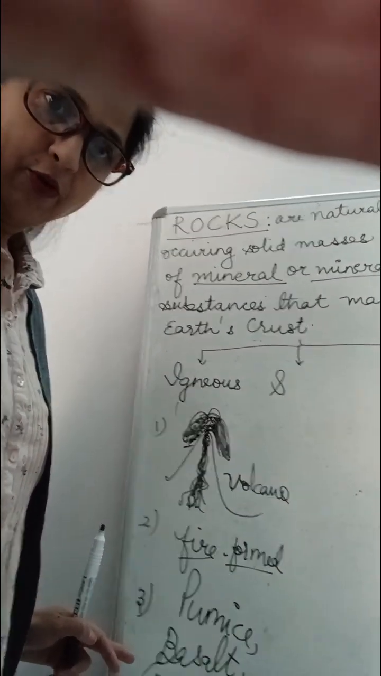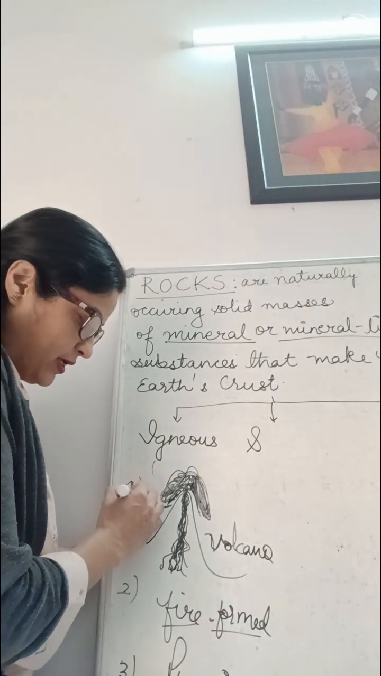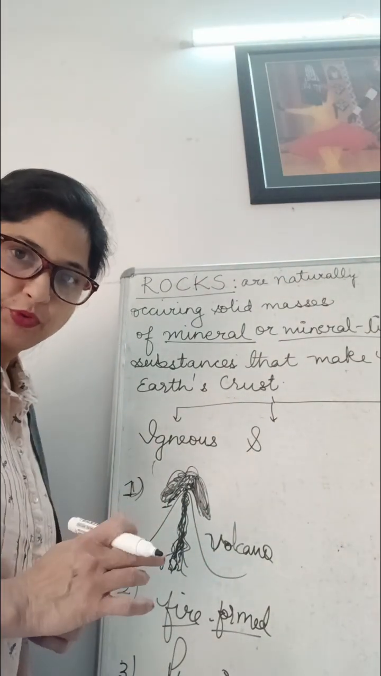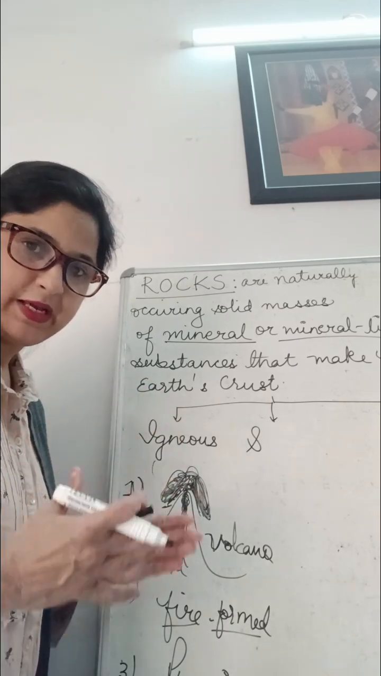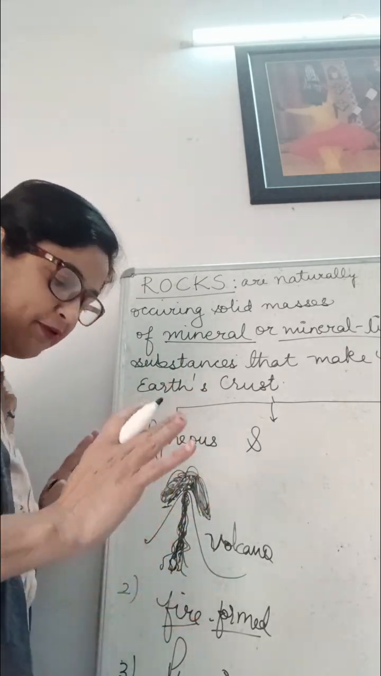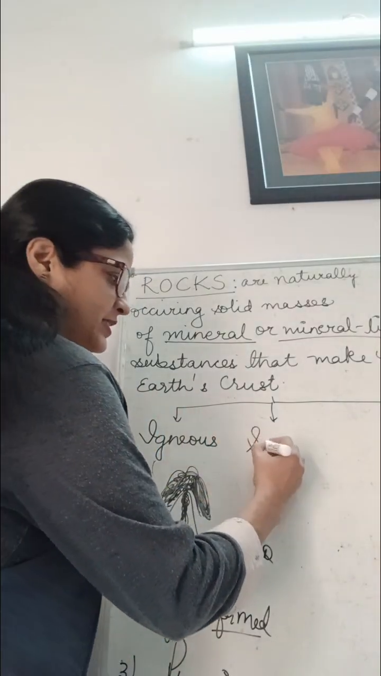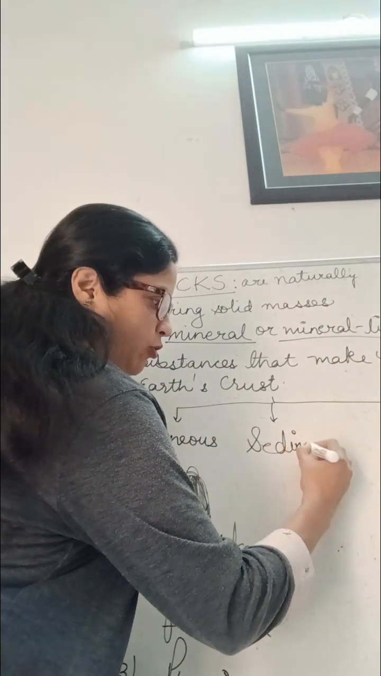So these are the three points on how they are formed. What is the action taking place? That is the solidification and cooling of the magma. They are fire formed, and pumice, basalt and granite are examples. The second type is sedimentary rocks.